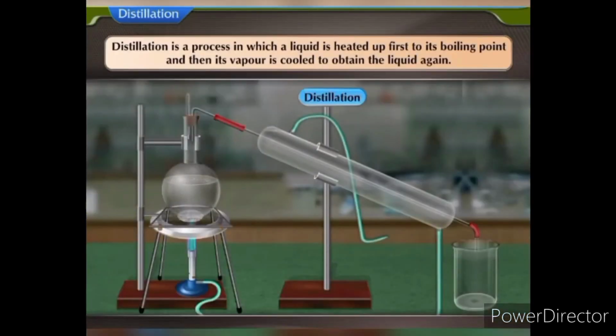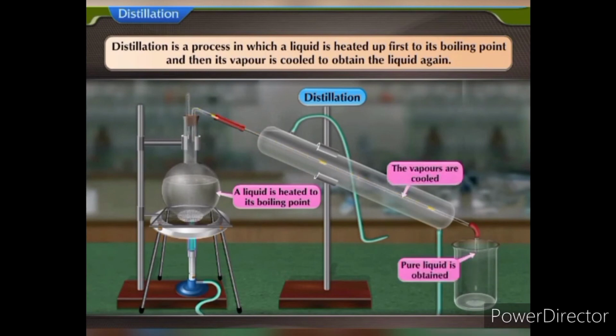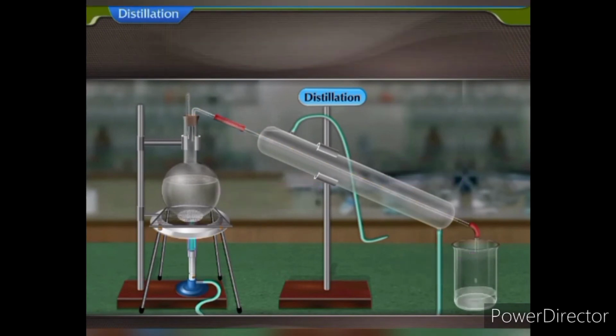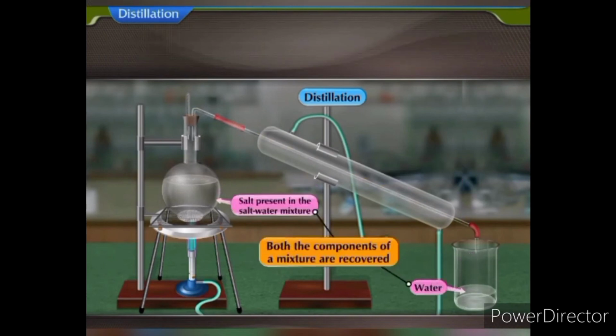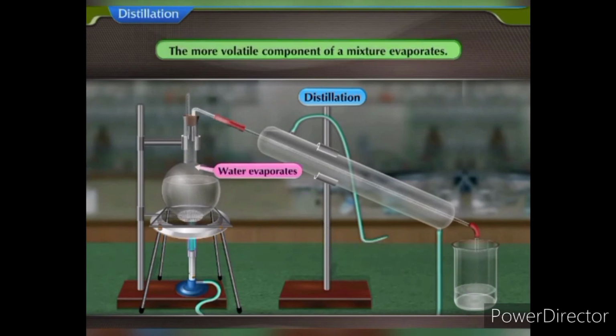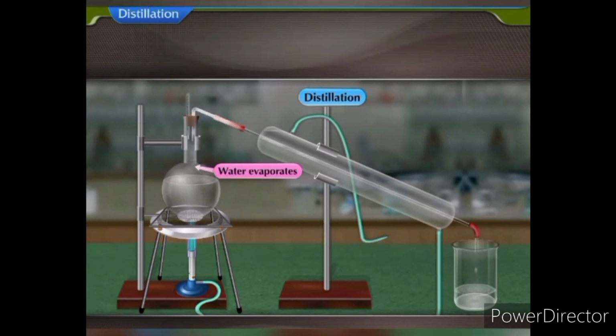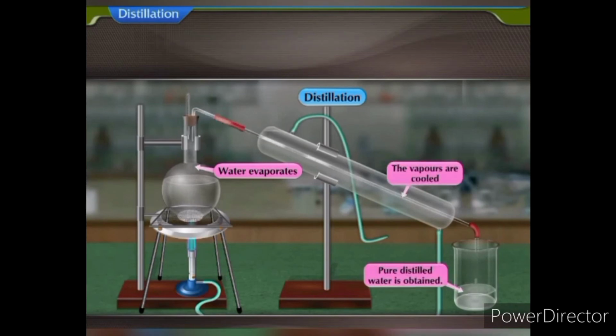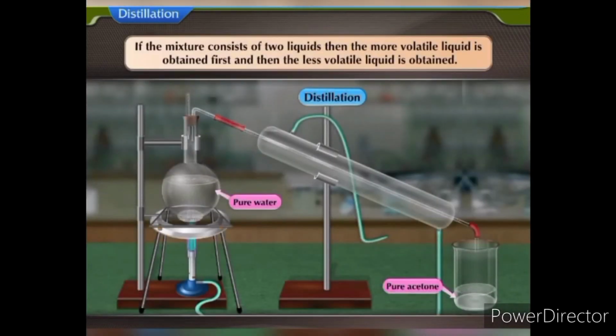Distillation is a process in which a liquid is heated up first to its boiling point and then its vapor is cooled to obtain the liquid again. This method is used when both the components of a mixture need to be recovered. In this process, the more volatile component of a mixture evaporates. The vapors are collected and cooled to obtain the component again. The other component is not affected. If the mixture consists of two liquids, then the more volatile liquid is obtained first, and then the less volatile liquid is obtained.